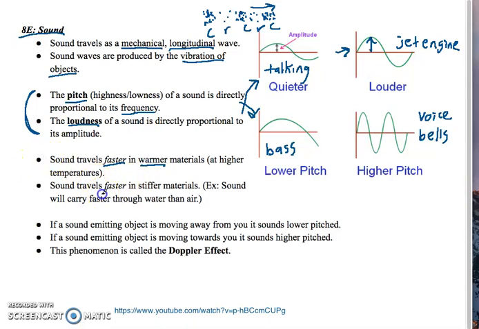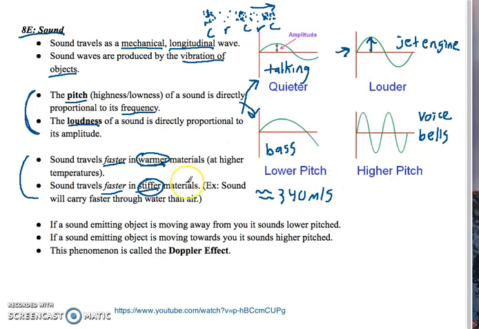And sound's going to travel faster in stiffer materials. So it's going to travel faster through water than air. It's going to travel faster in a solid than a liquid. So again, sound is going to travel faster if something's warmer, or if the material it's moving through is stiffer. So that's going to affect how fast sound moves. It's going to be around 340 meters a second, but it might vary a little bit depending on these conditions.